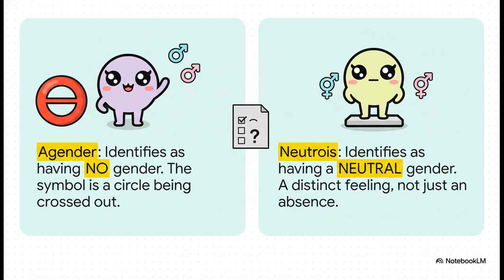Now, here's where the nuance gets really interesting. On the left, we have agender, which literally means without gender. You'll often see the symbol with a bar crossing out the circle. But on the right, you've got neutrois, which describes a neutral gender. See the difference? It's not an absence, but a distinct identity all on its own. And this subtle distinction is super important because both groups face constant erasure when forms and systems demand you pick a gender.